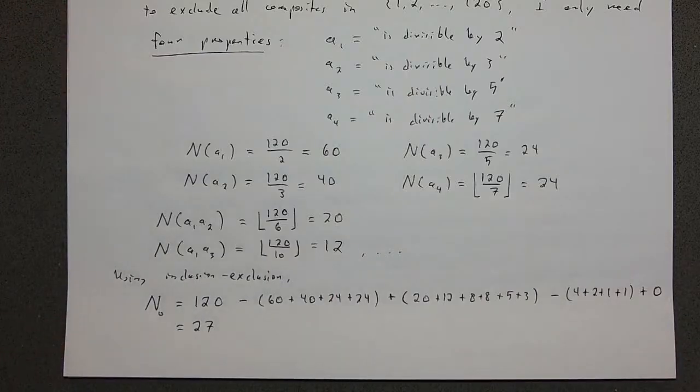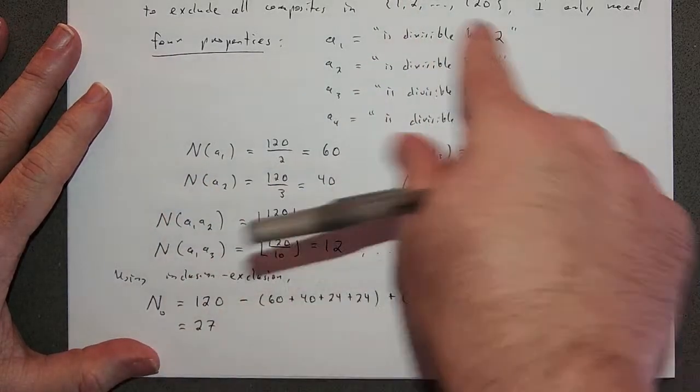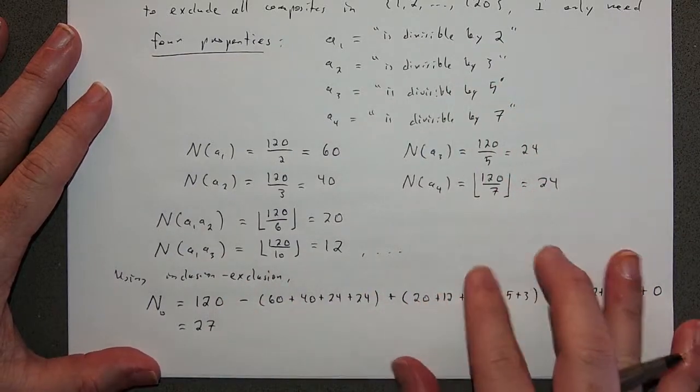For reasons that make the statement of various theorems extremely awkward if you were to define 1 to be a prime, 1 is not a prime, just because it makes the statements of theorems involving primes way, way simpler if 1 is not a prime. So 1 is not a prime, but that gets included here because 1 is not divisible by any of these things, so 1 would be included. So we need to remove 1 here.